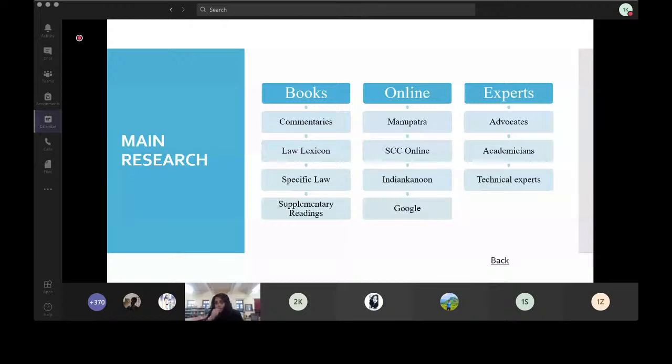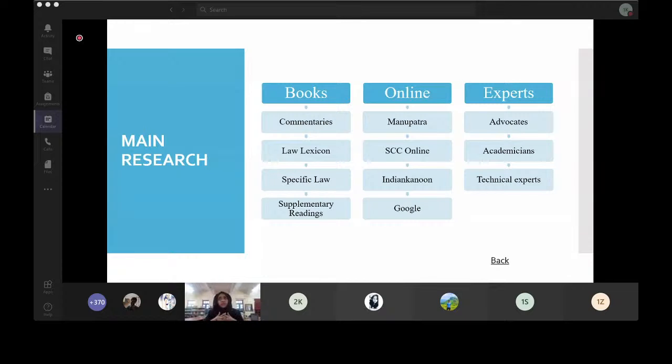Now, books, commentaries, I cannot stress enough on the importance of books. What we have not found online, we've always found in books. So make books your best friends. I know they're huge. They look really scary at the beginning, but I'm sure once you open them, you'll understand what exactly I am trying to say here. Commentaries, we have them in our libraries.